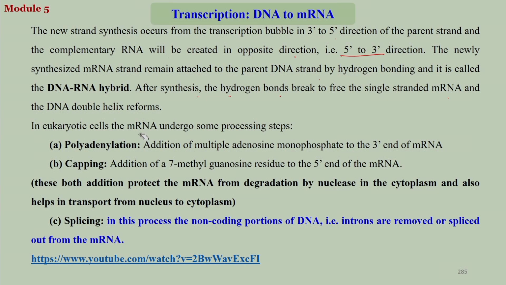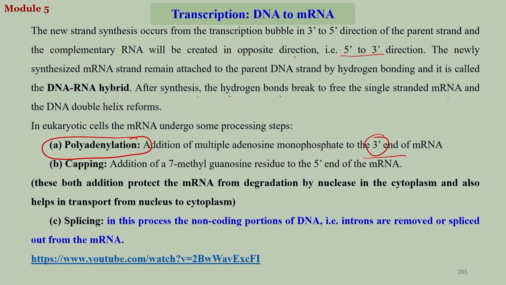In eukaryotic cells, the mRNA undergoes some processing steps after the synthesis. First one is very important, polyadenylation. At the 3' end of the mRNA, a number of adenosine moieties are added. This is to cap it actually. We will later on see that at one end it will be initiation, and at the other end it will be the stop codon. So, polyadenylation means the addition of multiple adenosines at the 3' end of the mRNA.